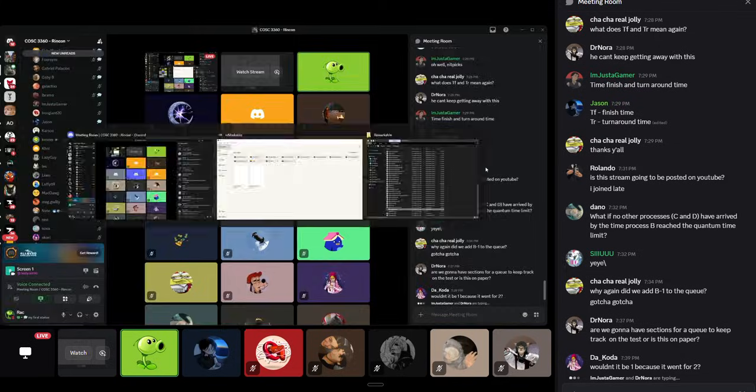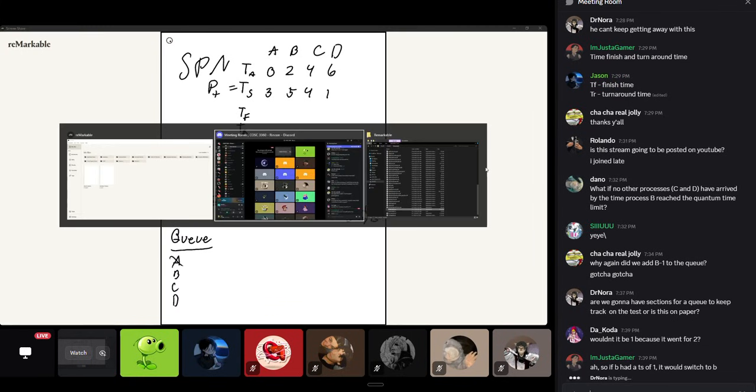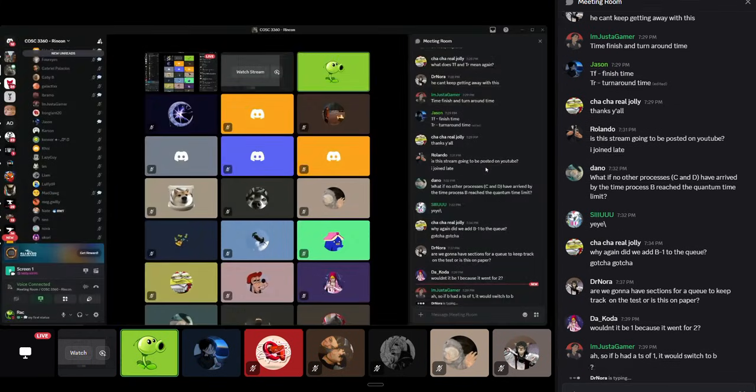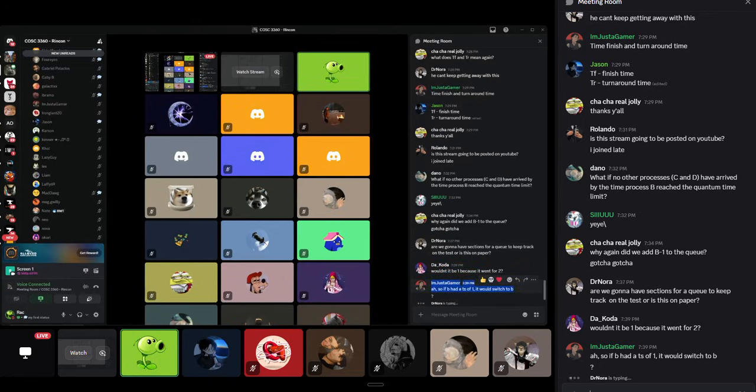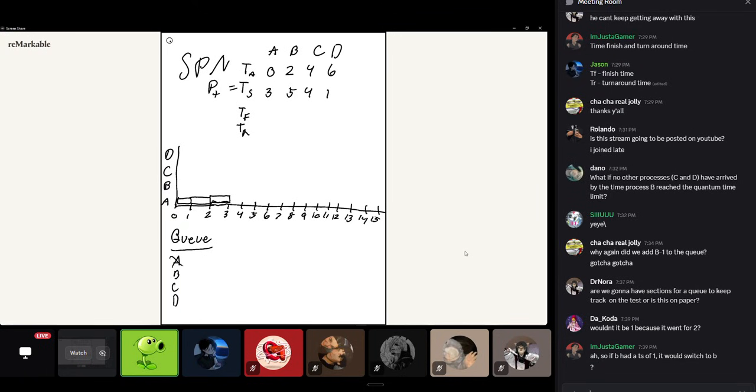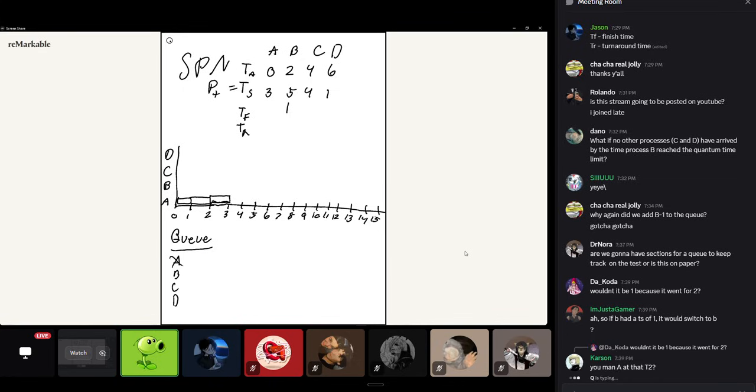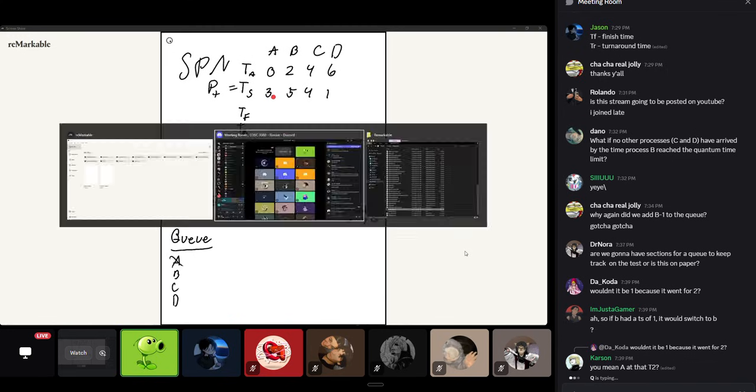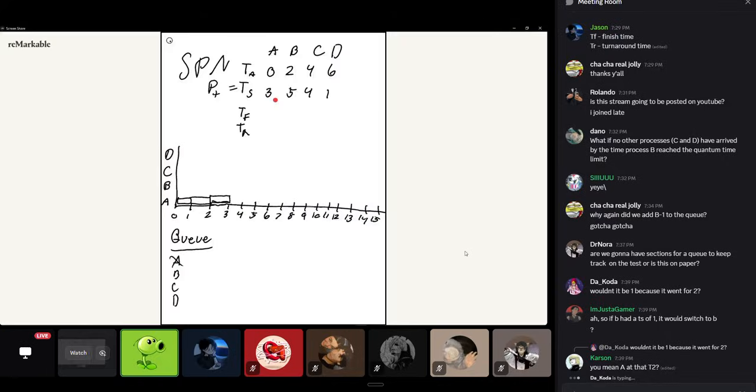Wouldn't it be 1 because we went for 2? Yes, this is correct right here. But let's say this processing time was 1, then A would be interrupted and moved to the back of the queue, and we would just interrupt it and do B. But we didn't do that because A has a shorter processing time. So now we can keep going here.